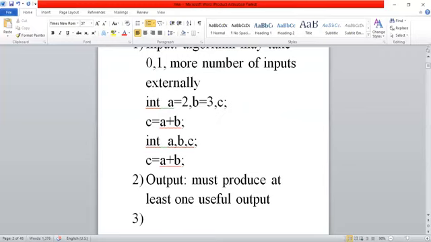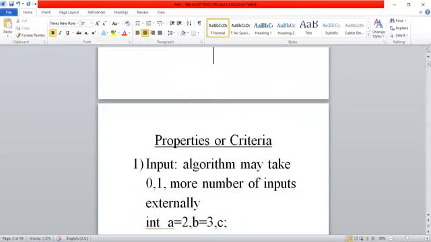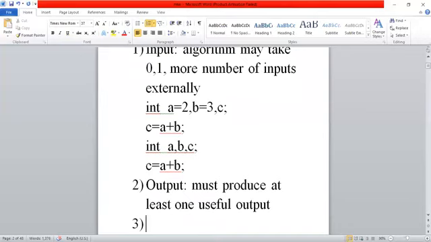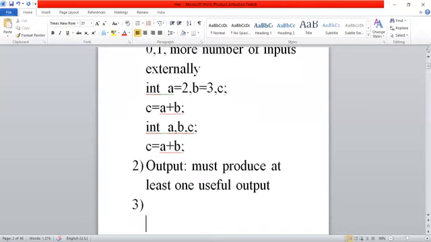Is it clear now? Whatever algorithm you write, the first property is that the algorithm must take either 0, 1 or more inputs externally, through the keyboard or any other media by the users, but it must produce at least one useful output. This is the second property. And the third property is definiteness.